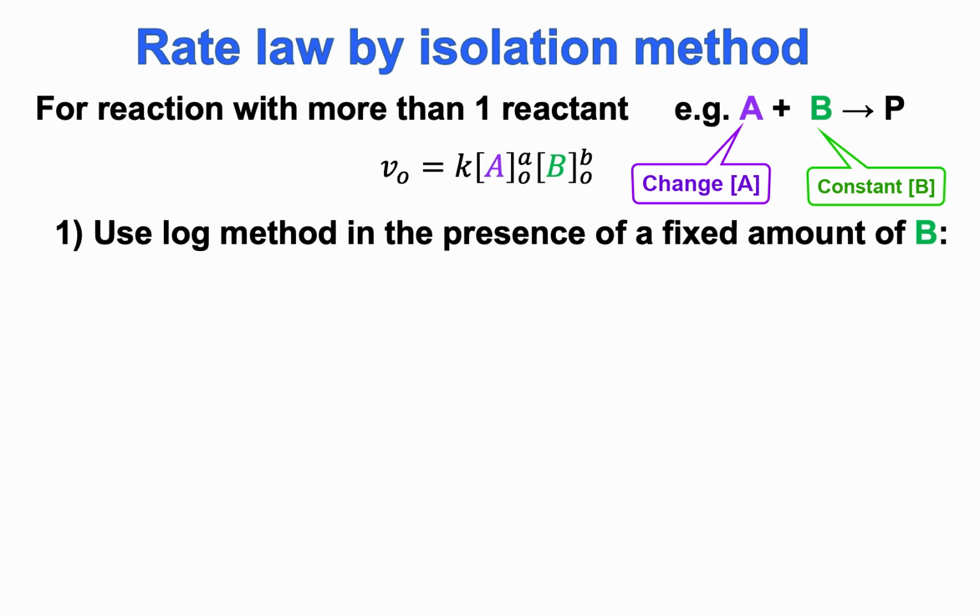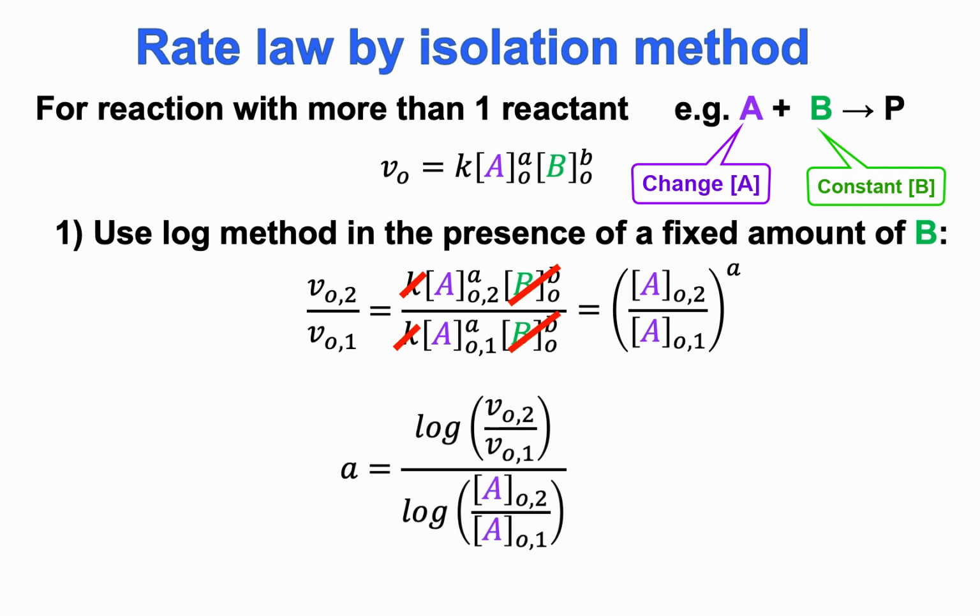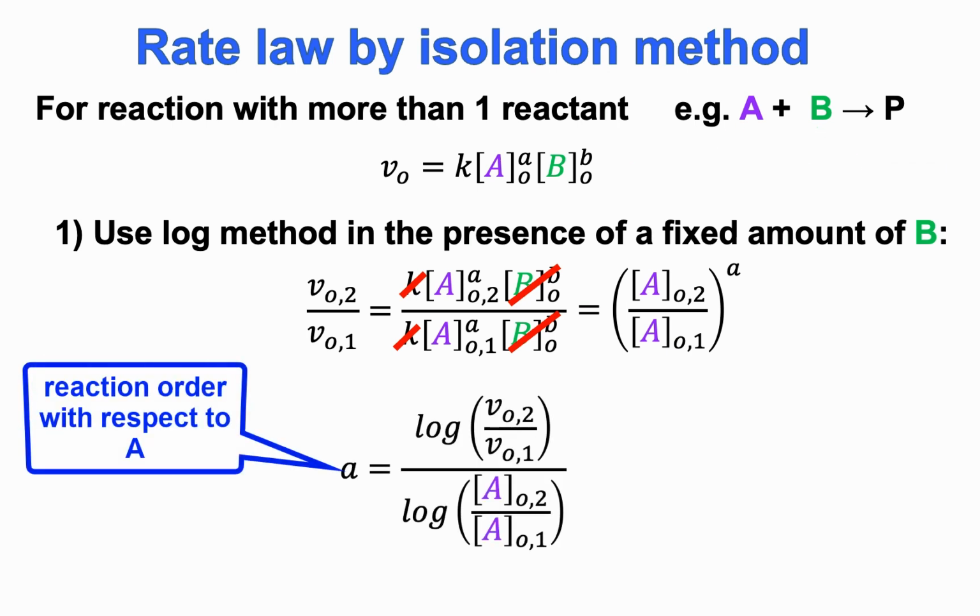This would be in the presence of a fixed amount of reagent B. Now the equation, which is the ratio of my rates for experiment 2 over experiment 1, would be equal to the ratio of the rate laws for this reaction under these two different conditions. Now, because B is the same concentration and the rate constants are the same, these will cancel out, which means that my two rate measurements can be used in the log method to find the reaction order A. We take the ratio of the concentrations to the power of the reaction order A, and then we solve for A. And this would be the reaction order for this reaction with respect to A.